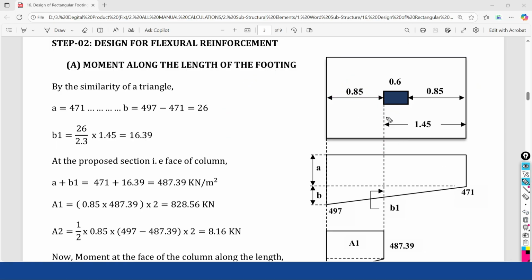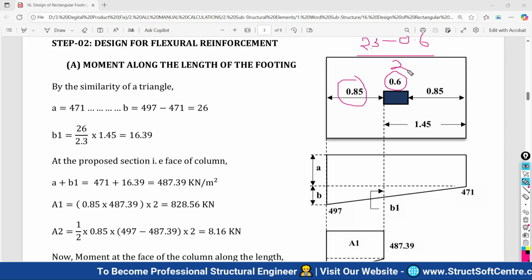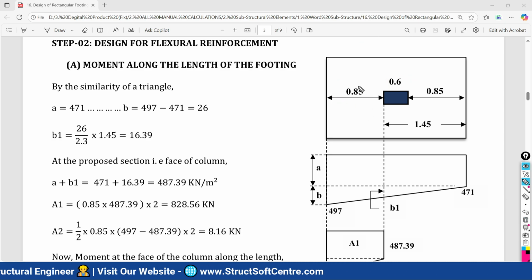Or the other way you can calculate this projection, which is very simple: 2.3 minus the depth of the column 0.6, this to be divided by 2. If you divide this value by 2, you will get the projection as 0.85. So how this value is coming, I have explained.